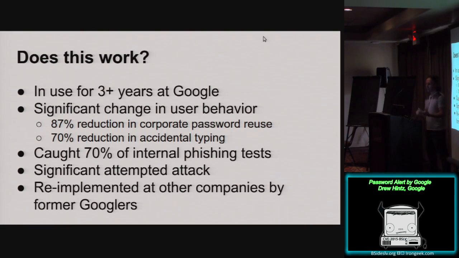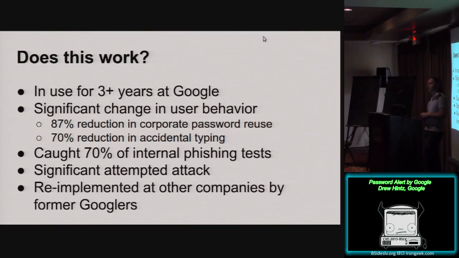And similarly, one of the other things I do at work is help manage these internal penetration tests. And it was one of the things that initially spurred me into working on this and making it, in that we saw password phishing as a useful attack that was super simple and worked in the real world. With Password Alert, we were able to catch something like 70% of internal phishing tests.